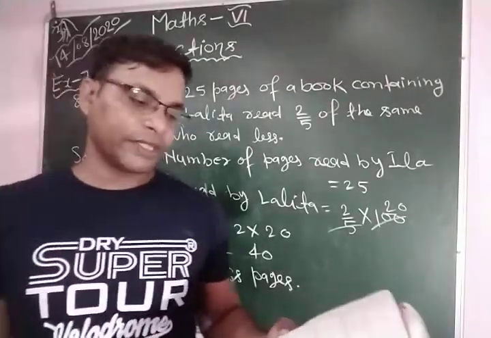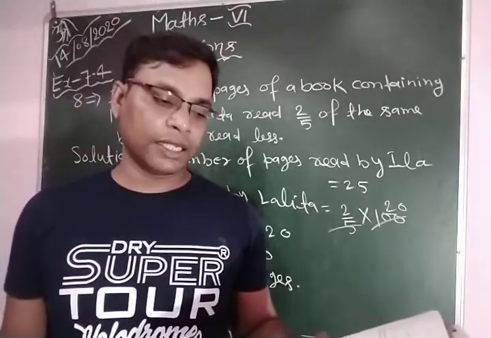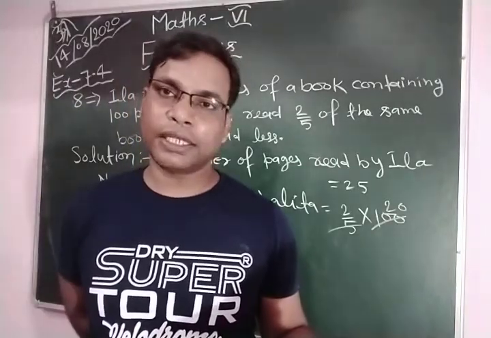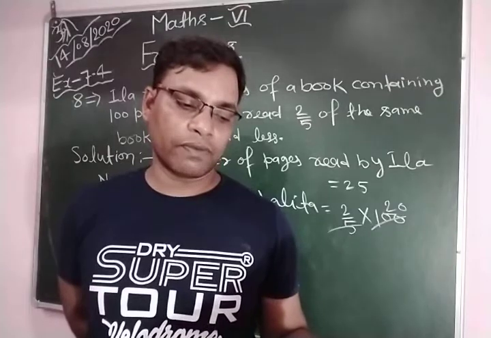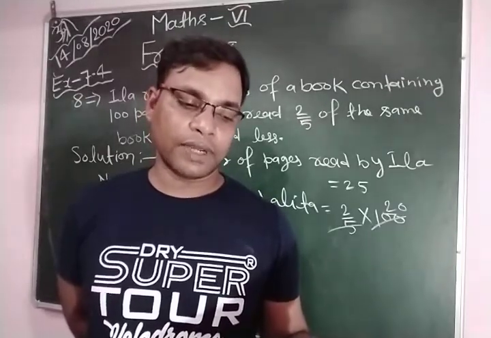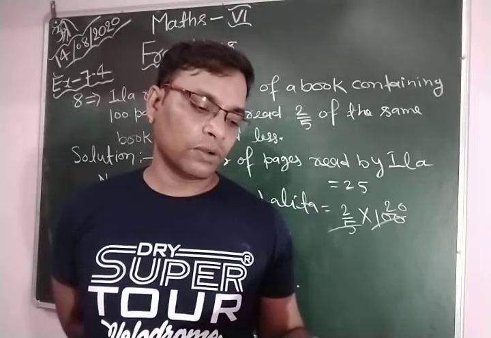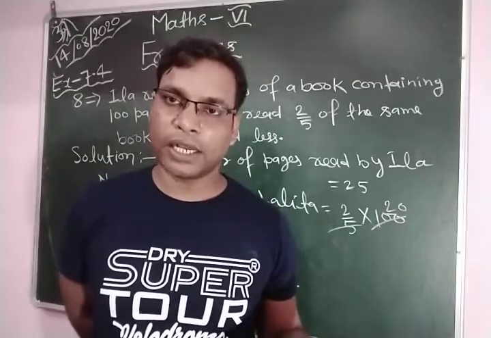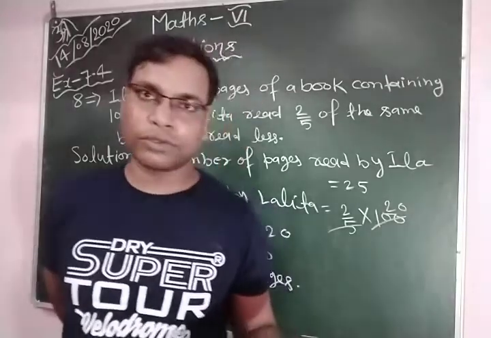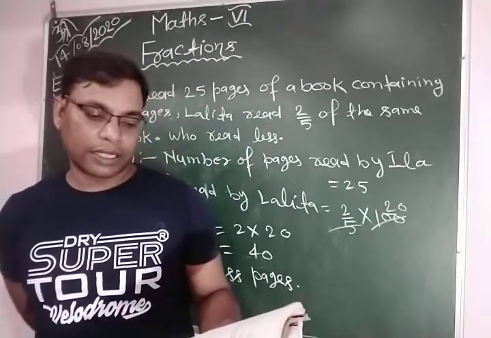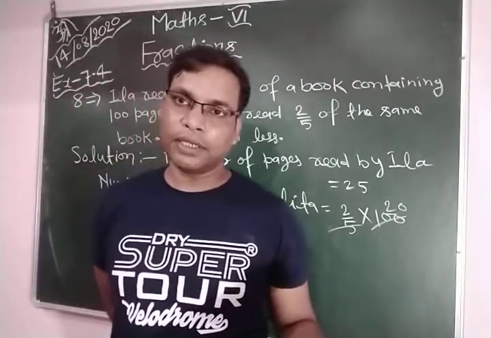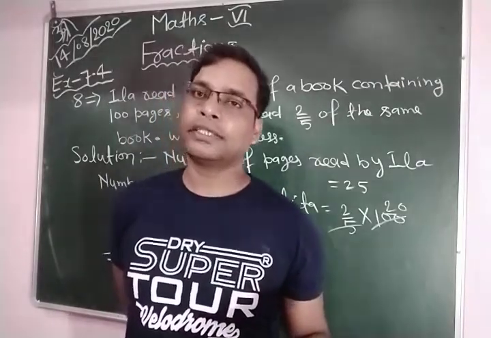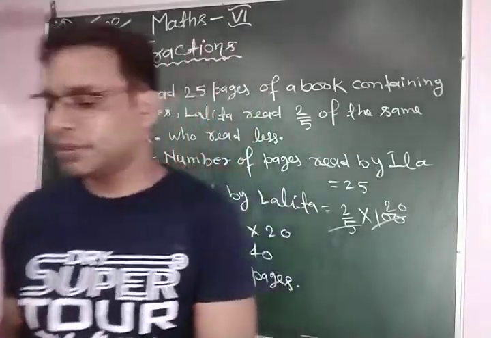Question number 9. Rafiq exercised for 3 by 6 of half an hour, while Rohit exercised for 3 by 4 of half an hour. Who exercised for a longer time? Okay, we find here who exercised for the longer time. So here the time taken by Rafiq for exercise is equal to 3 by 6 into 60. Let's see how to solve this question.